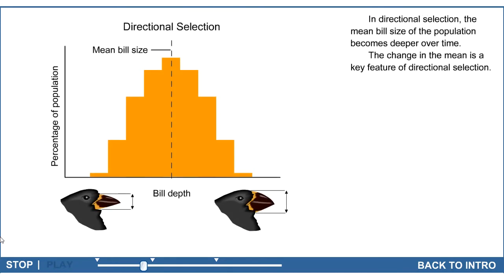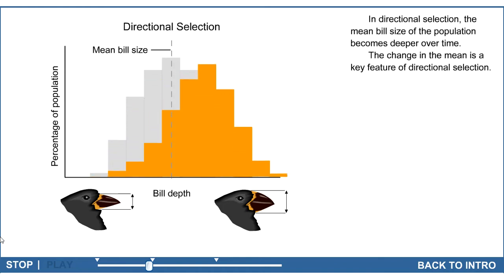In directional selection, the mean bill size of the population becomes deeper over time. The change in the mean is a key feature of directional selection.